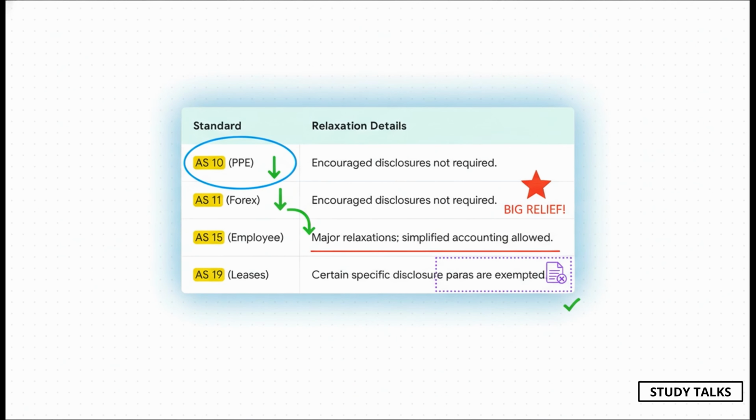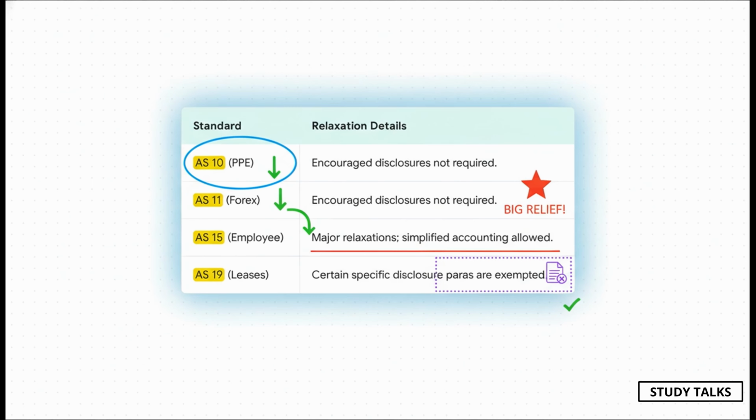Now, it's not always a full exemption, a complete get-out-of-jail-free card. For some standards, MSMEs get some really helpful relaxations that make life a whole lot easier. For instance, in AS 10 and 11, you can just skip certain disclosures that are encouraged but not mandatory. But the really big one is AS 15, employee benefits. The relaxations here are a total game changer. You don't have to do all those complicated discounting calculations for long-term benefits, which is a massive time saver.